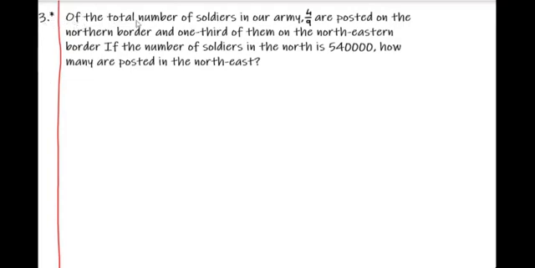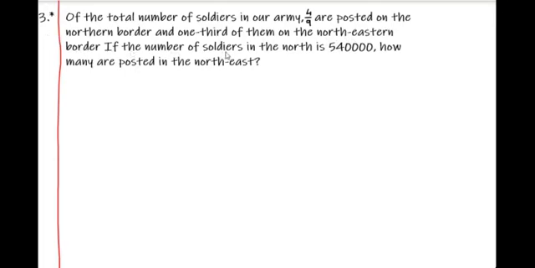Of the total number of soldiers in our army, 4 upon 9 are posted on the northern border. What are they telling us? From the total number of soldiers whoever are there in our country, from that 4 upon 9, where are they posted? They are posted on the northern border, and one third means 1 upon 3, 1/3 of them on the northeastern border.